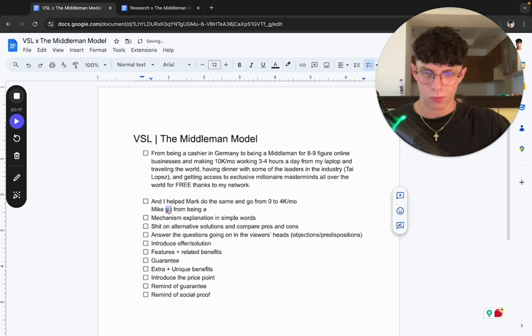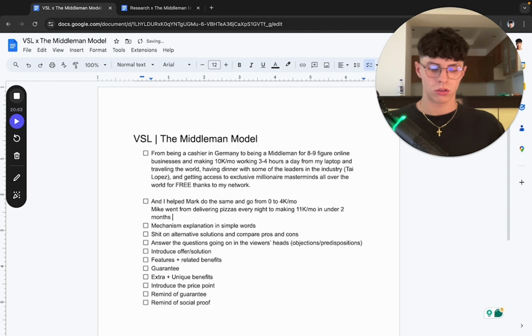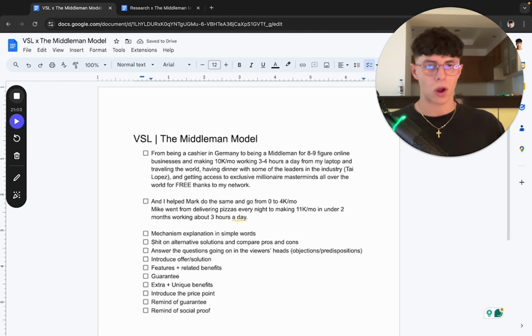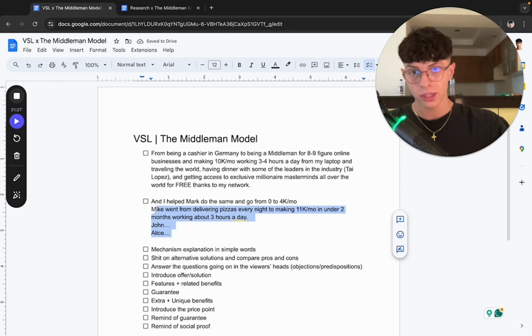Mike went from delivering pizzas for Domino's, something original, right? From delivering pizzas every night to making 11k a month in under 2 months, working about 3 hours a day. Then we do other examples, right? Then we're going to say, for example, Alice, a girl in there, and we're going to say where she started and where she ended up. And so that's all the social proof we need. We're going to have a section of social proof like this.